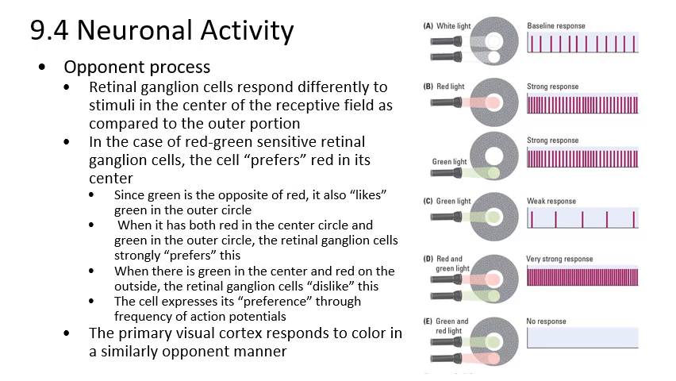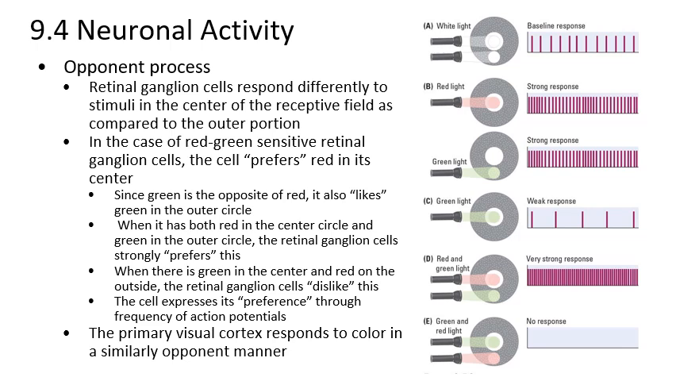In the case of a red-green sensitive ganglion cell, I'm kind of anthropomorphizing or personifying the cell here to explain it, but it sort of prefers red in its center. And since green is the opposite of red, it likes green in the outer circle, so it kind of wants the opposite. The presence of green on the outer circle is almost like having red in the middle. It gives the same strong response. When there's green light in the middle circle, it doesn't like this, and it gives a weak response, still a little bit less than its baseline response.